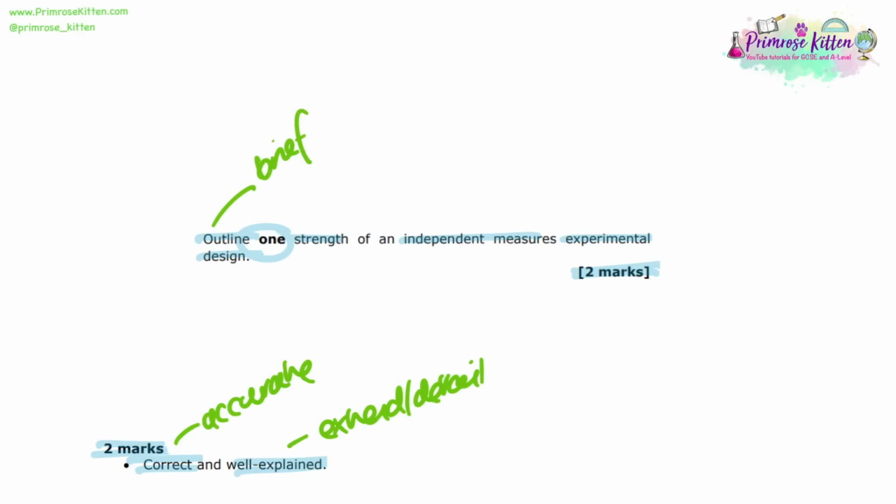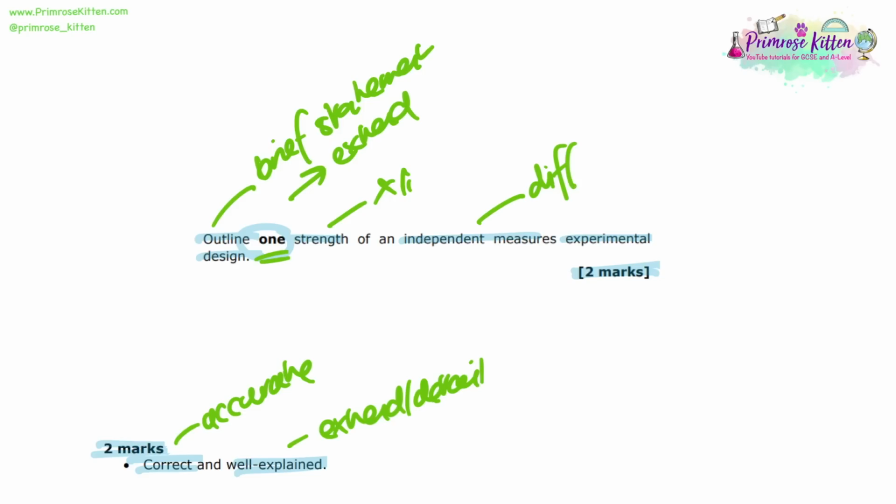And it's just looking for 1 strength. No additional marks will be given for more than 1 strength, and no marks will be awarded for the presentation of limitations. You should also remind yourself here of what an independent measures experimental design is, and we know that this consists of using different participants in each of the conditions.